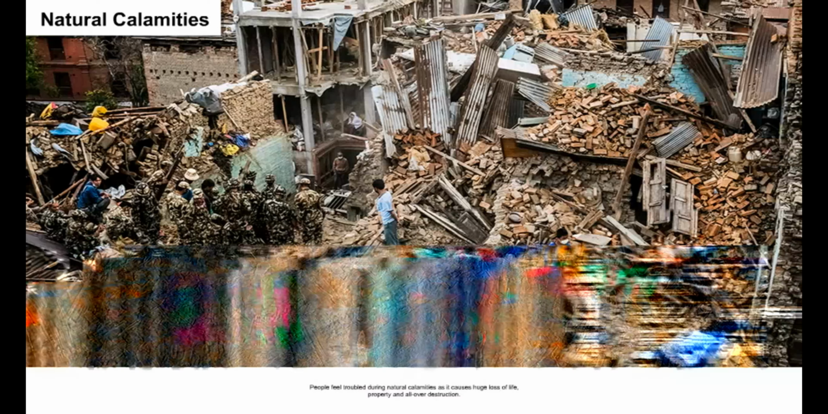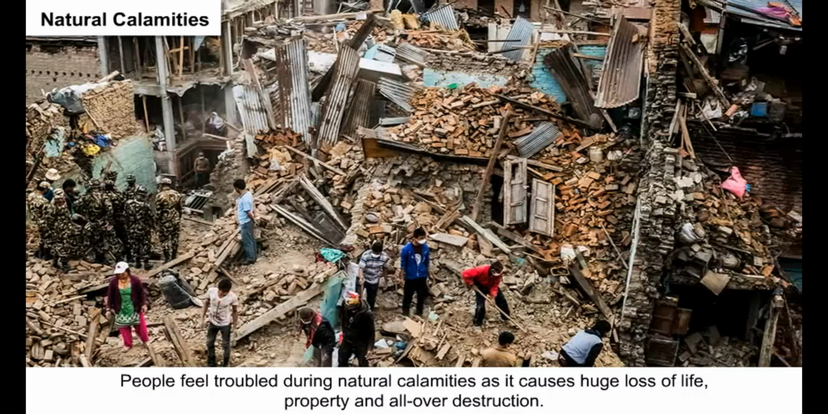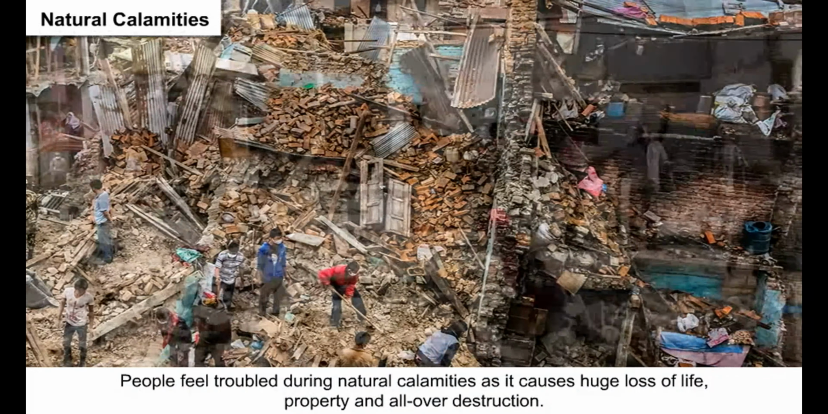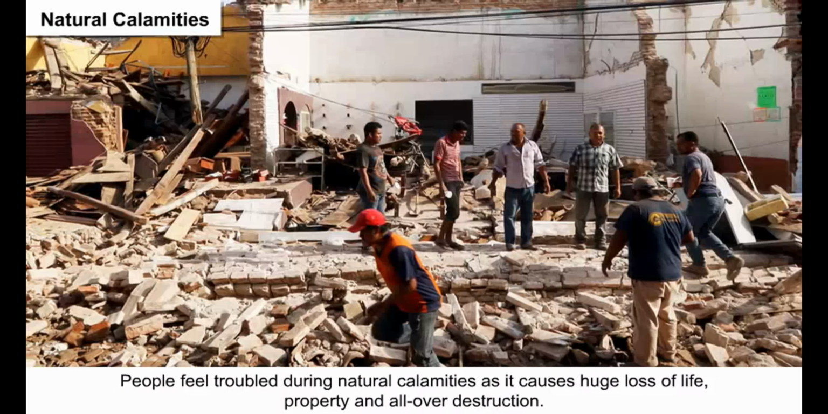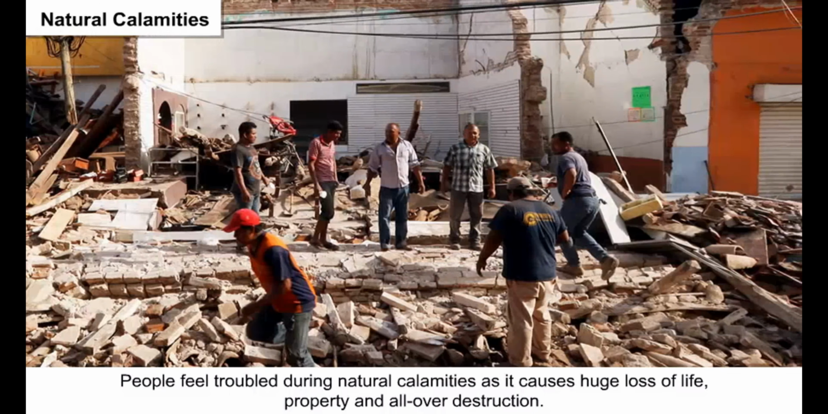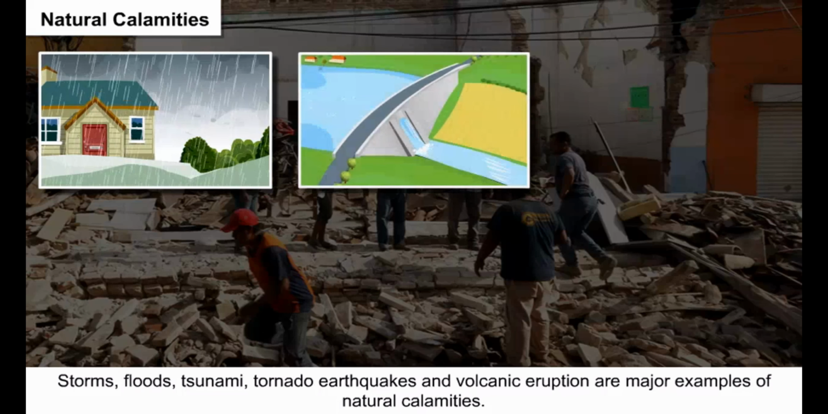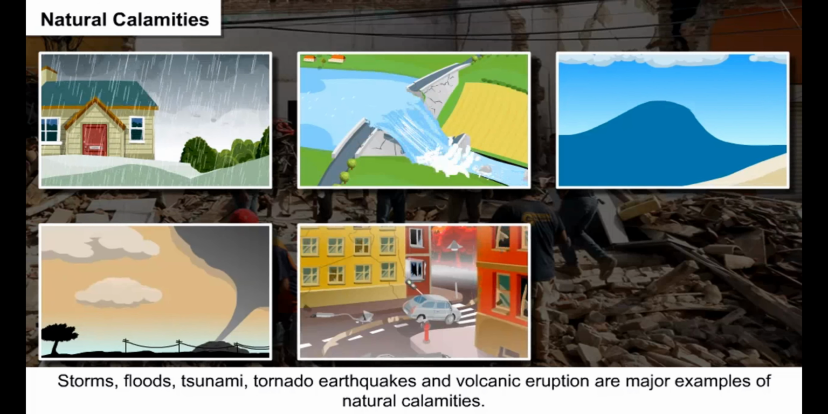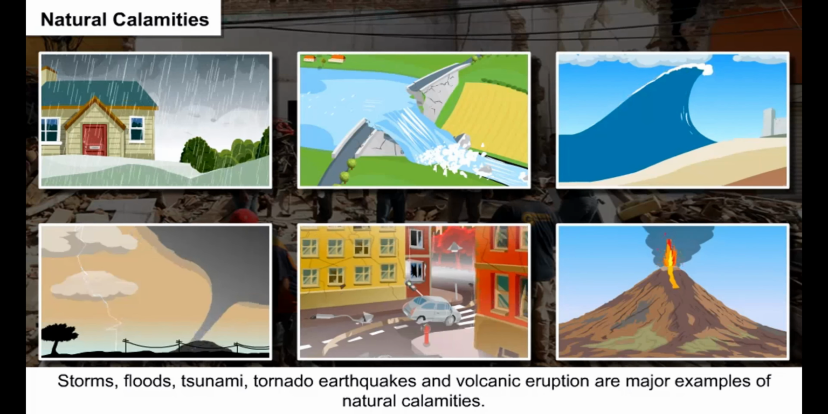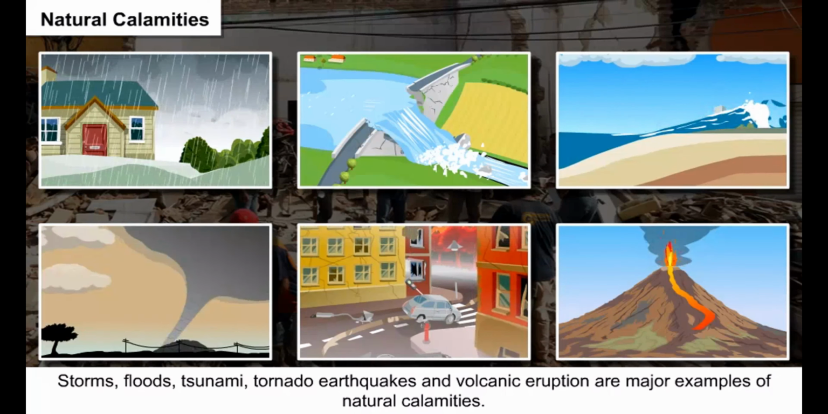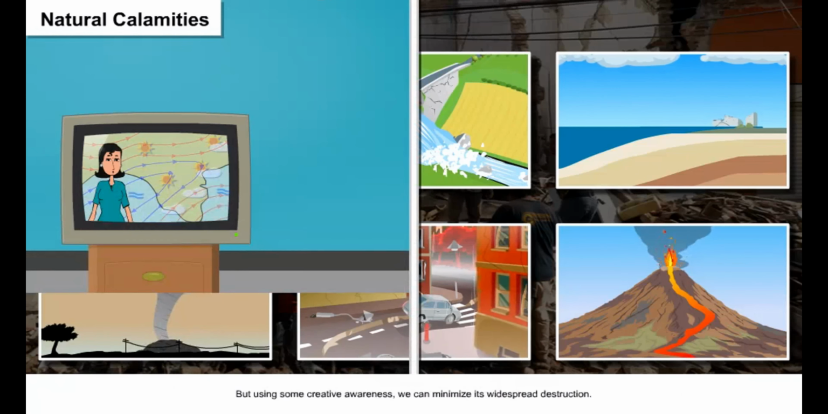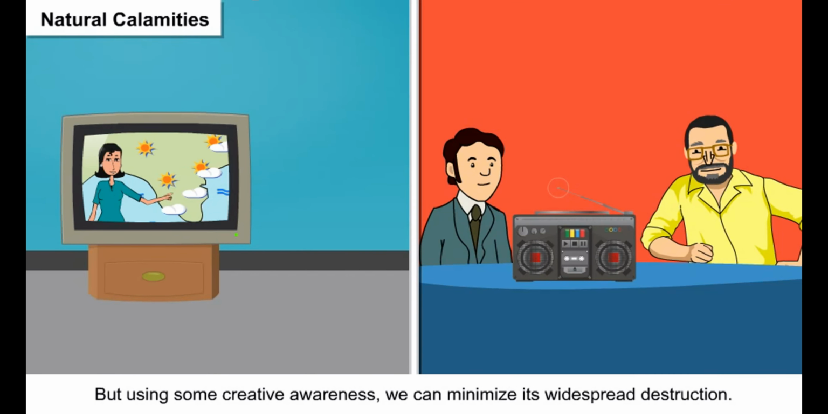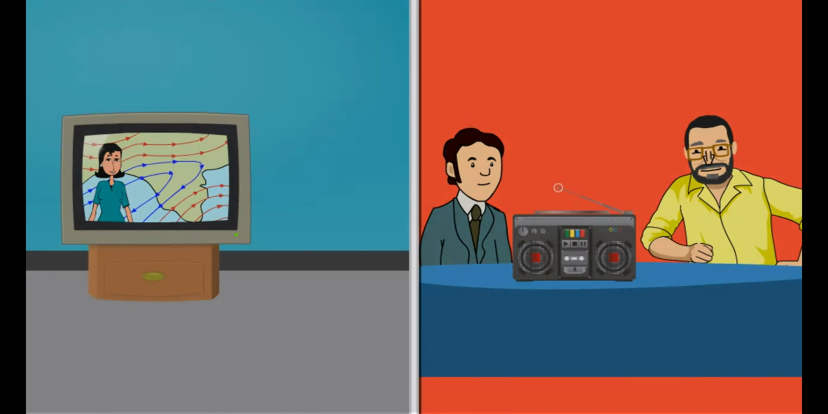Natural calamities. People feel troubled during natural calamities as it causes huge loss of life, property, and all-over destruction. Storms, floods, tsunami, tornado, earthquakes, and volcanic eruptions are major examples of natural calamities. But using some creative awareness, we can minimize its widespread destruction.